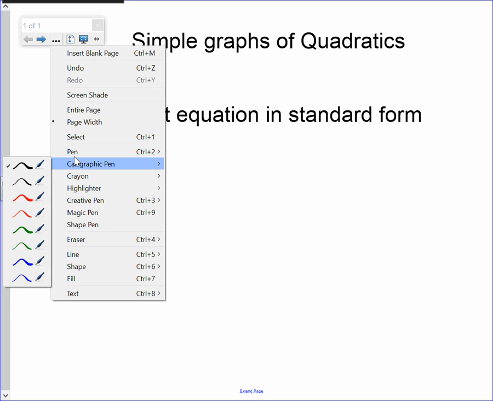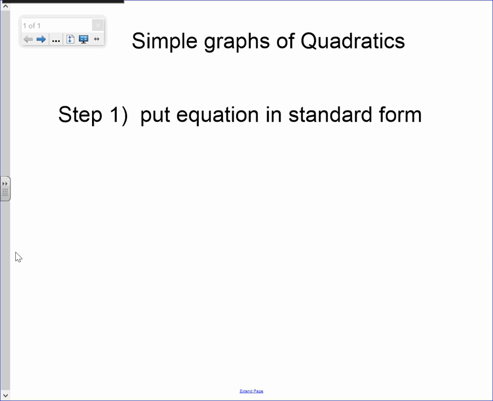There you go. Step 1. What is standard form? Well, you guys are no strangers to standard form. Put it ax squared plus bx plus c equals y. Make sure you have it in this form so you can identify your a, b, and c. That's step 1.